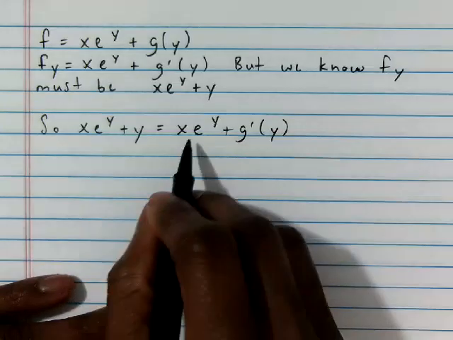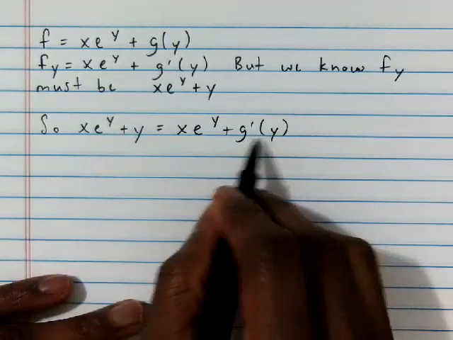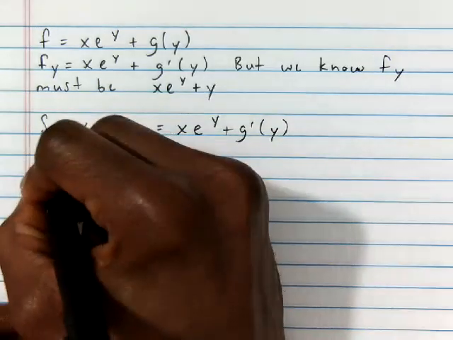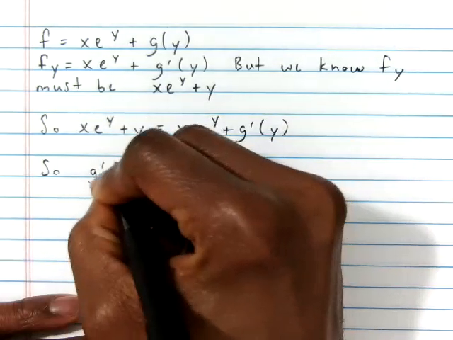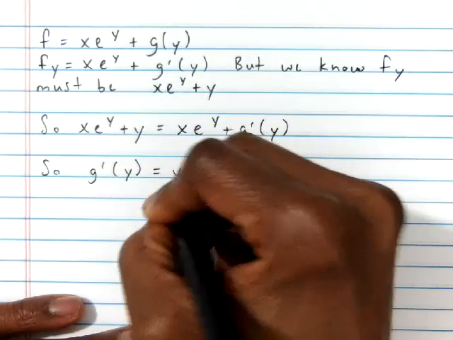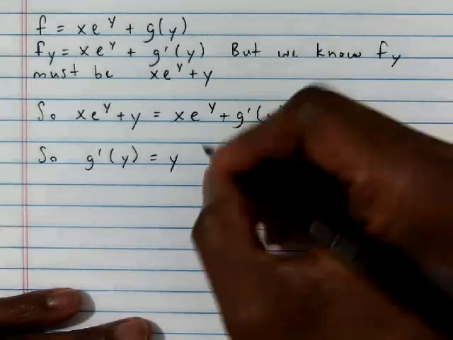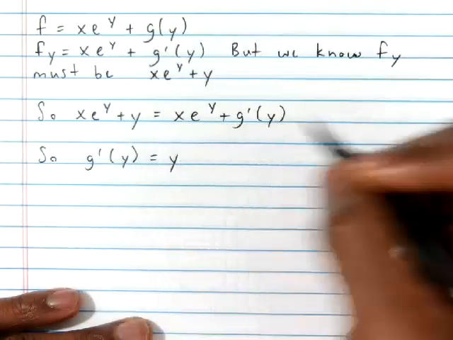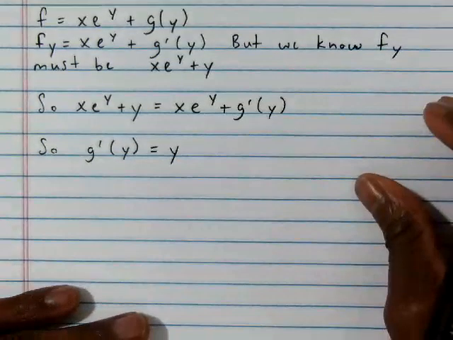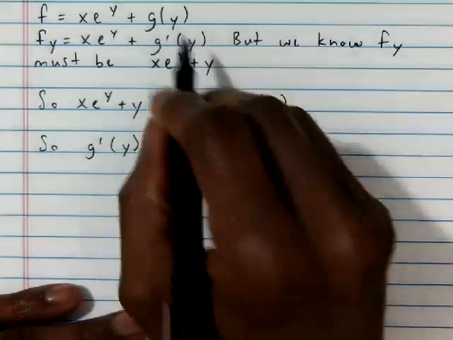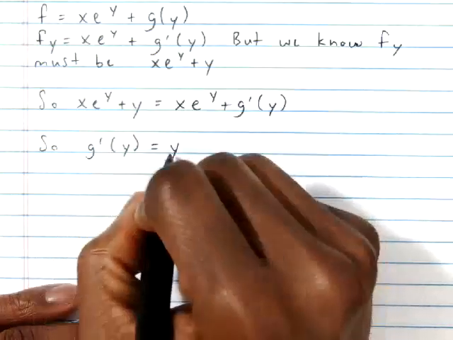All right, so now these cancel, and we get that g prime of y equals y. And now I'll go ahead and integrate this one, although you can do it in your head if you want to. You don't have to show this work that I'm going to do, because we need to find what that g of y is. And now we have g prime of y.